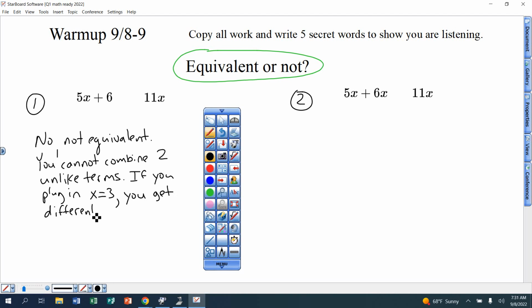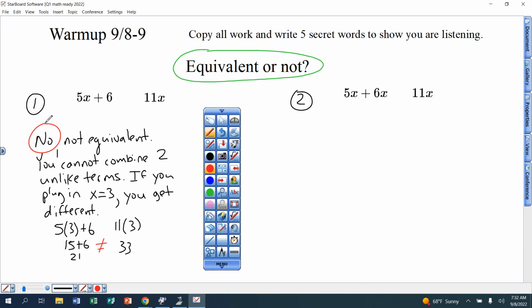Today I'm just going to have you write all of this and then show me if you have 5 and you plug in 3 and add that to 6, it's going to give you 15 plus 6 gives you 21. I need to show that. If I take 11 times 3, that gives me 33. I could see these are not equal, so those are not equivalent. No. First word is frog.